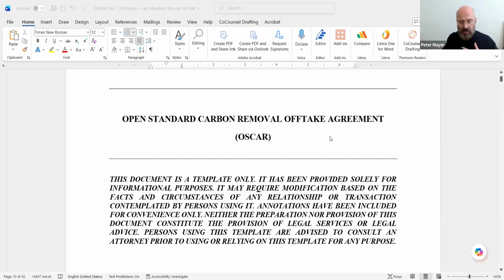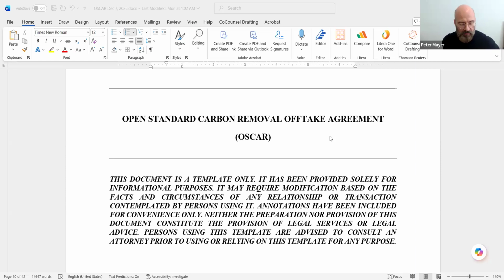Okay. So to give everyone a little bit of background, this is Oscar. The template we developed over the last year, following input from various stakeholders, suppliers, buyers, intermediaries, lenders. There was a process until we got to this version that was published.